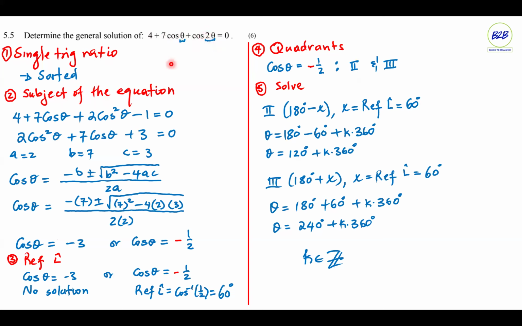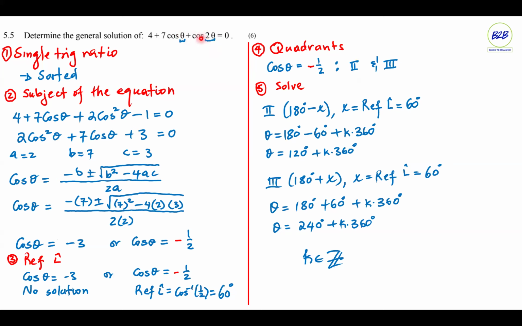Then we go to the second objective, which is making that trigonometric ratio that is existing in that equation a subject of the equation. But before we do so, we must make sure that these angles are the same. For cos, we have theta on the second term, and on the third term we have 2 theta, and that is a problem. These are different. We must then make them the same.